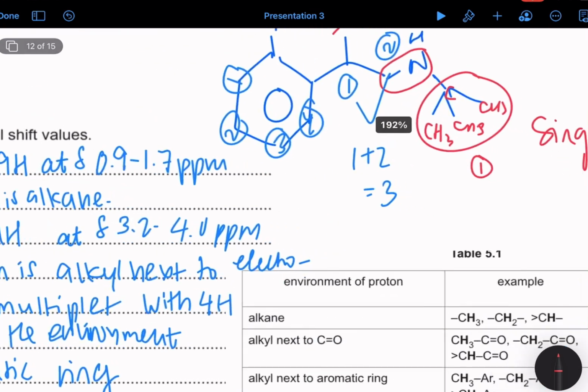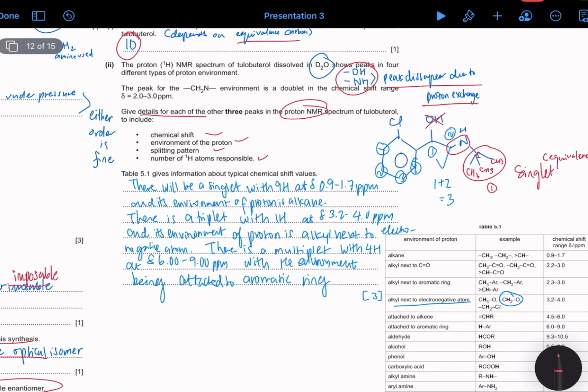Alright, so as you can see, there will be a singlet with 9H at 0.9 to 1.7 ppm. So that would be your alkane. The environment of protons is alkane. Which one is that? This one is your singlet.